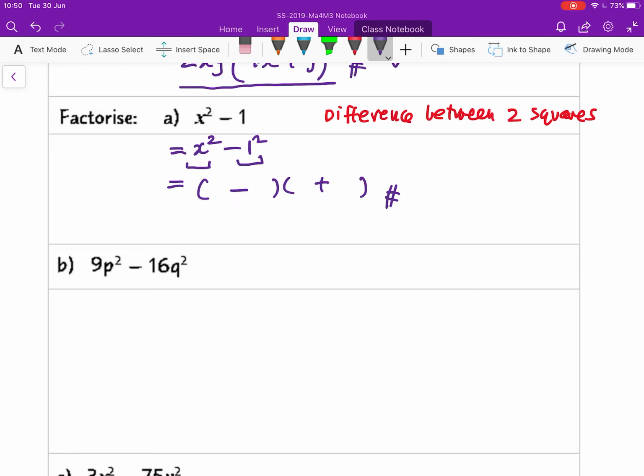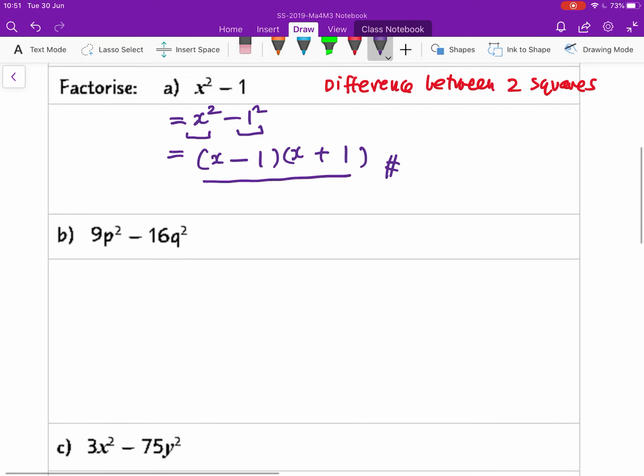Now you then use this particular method to write your answer. There's a minus, there's a plus. So x squared and 1 squared. So x here, 1 here, 1 here. So your answer is x minus 1, x plus 1.